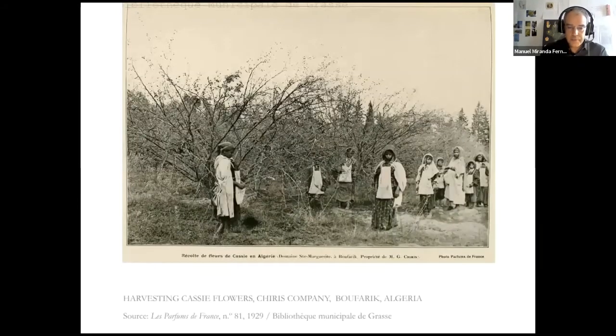Cassie and other perfumed plants were also cultivated in a colonial context in North African countries and the Middle East since the late 19th century, due to the most favorable ecological conditions and the cheap labor force. French perfumery companies opened branches from Algeria to Syria, where they promoted the cultivation of cassie, a plant well adapted to arid climate. I do not know why these Algerian workers in the plantations of the Chiris company seem so discouraged, but we can wonder if it was the photographer's fault.